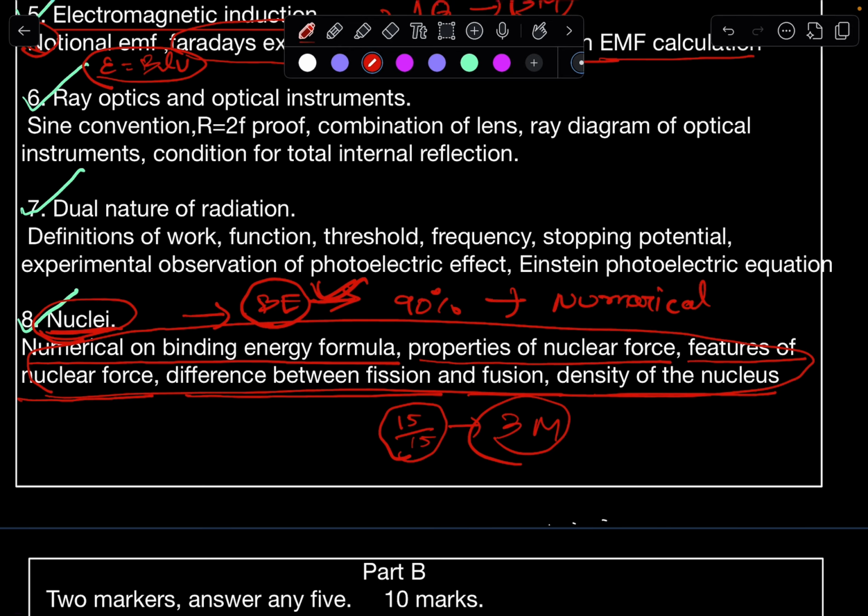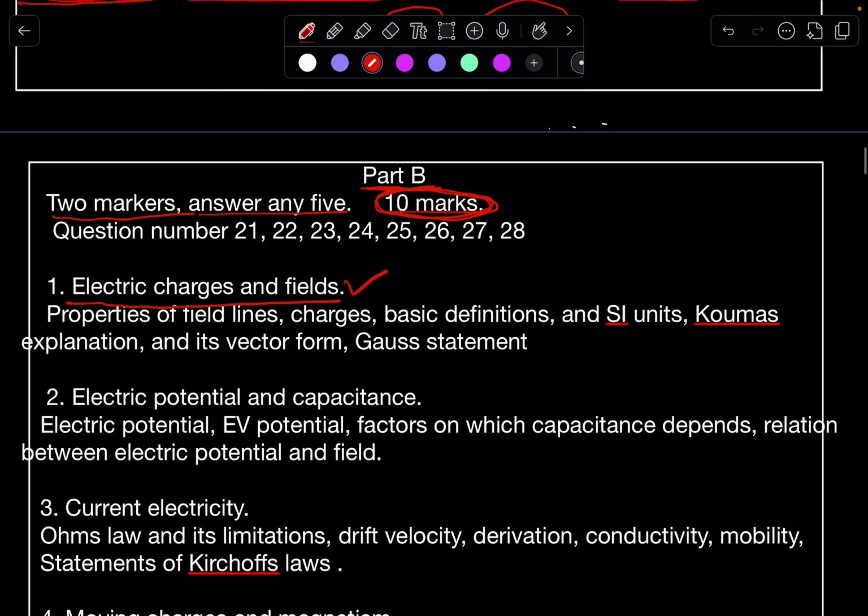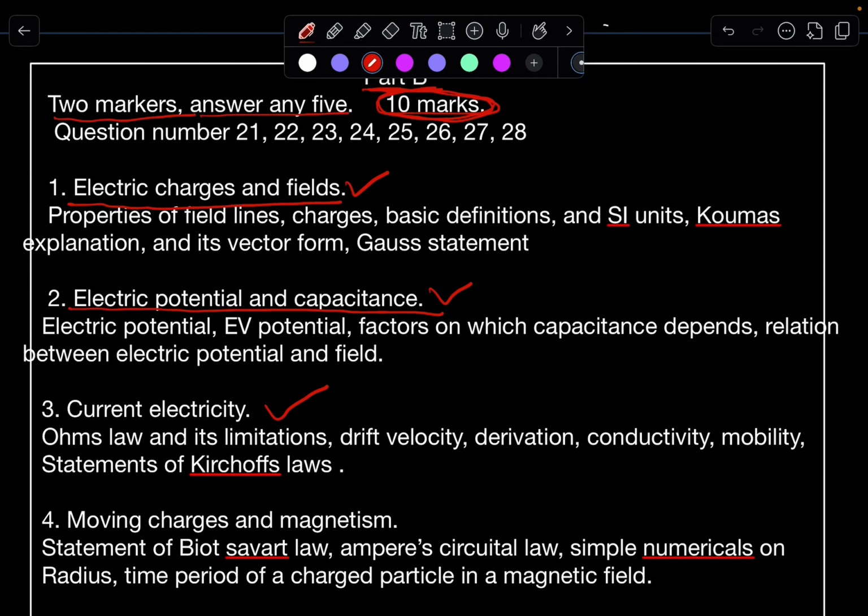Now coming to Part B. Part B is completely 2 markers. Look at the first headline: 2 markers, answer any 5. So you will get 10 marks. How to get 10 marks? What are the easiest chapters to get 10 marks? Let's discuss. First of all, what chapters are most important for 2-mark questions? We will check. The first chapter, electric charges and fields. Next, again electric potential and capacitance. Next, the third one, current electricity.